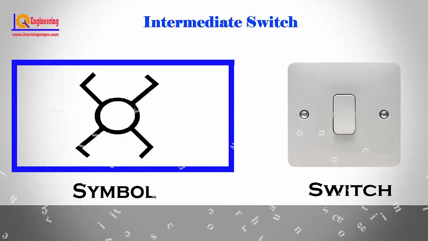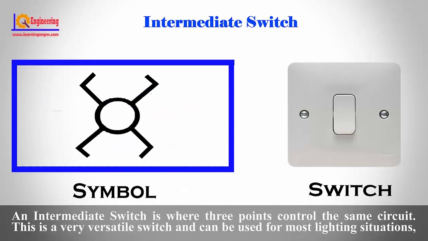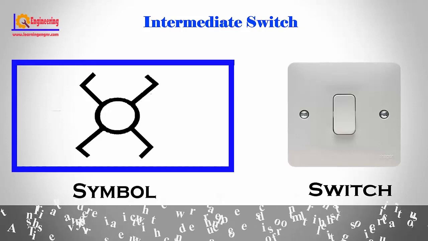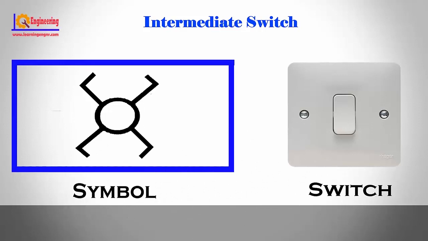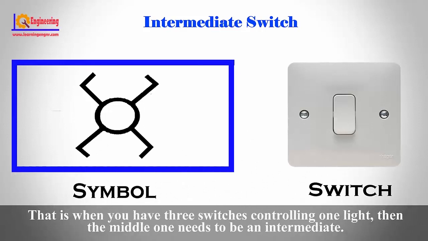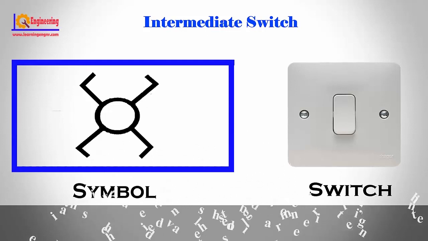Intermediate switch. An intermediate switch is where 3 points control the same circuit. This is a very versatile switch and can be used for most lighting situations. But in reality it is more expensive, so you would normally only use it when needed. That is when you have 3 switches controlling one light, then the middle one needs to be an intermediate.